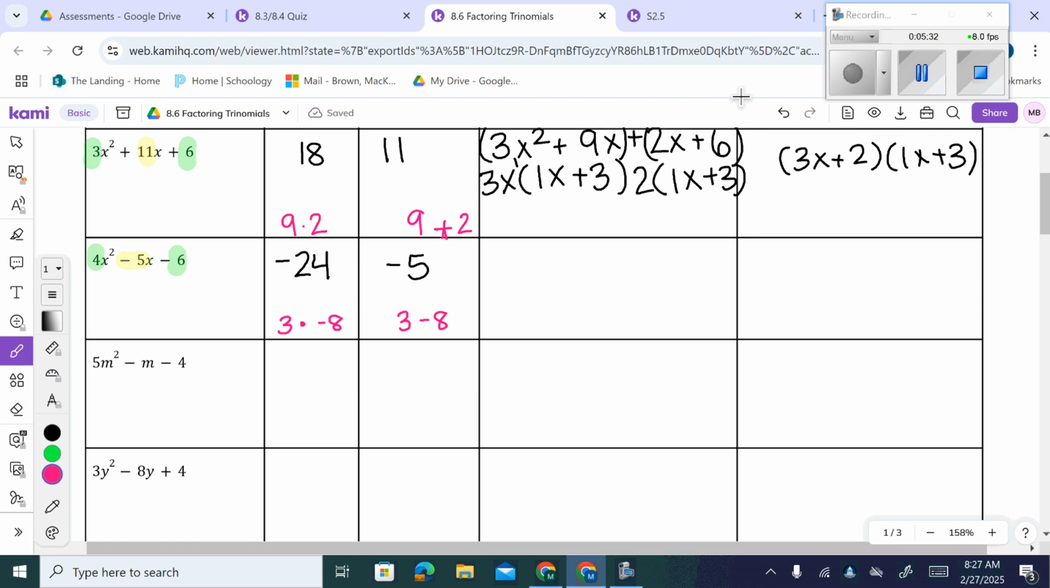Y'all, if one of these is negative, like if this number in here that you have to multiply to is negative, then one of your magic numbers is going to have to be what? One's going to be positive and one's going to have to be negative. Good. All right, so we're going to rewrite this, okay?